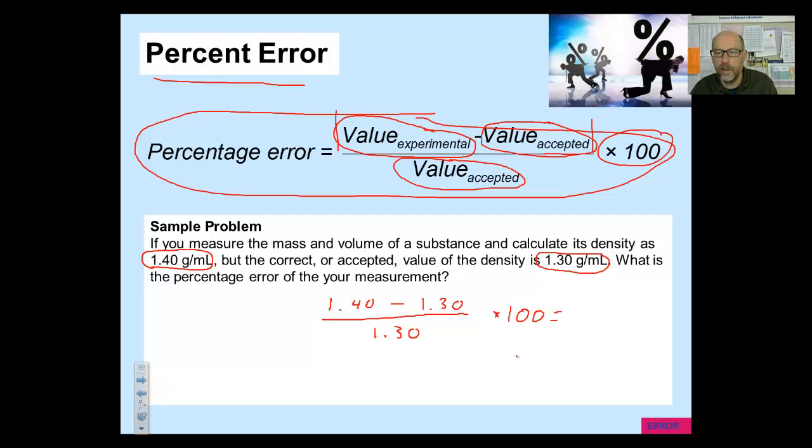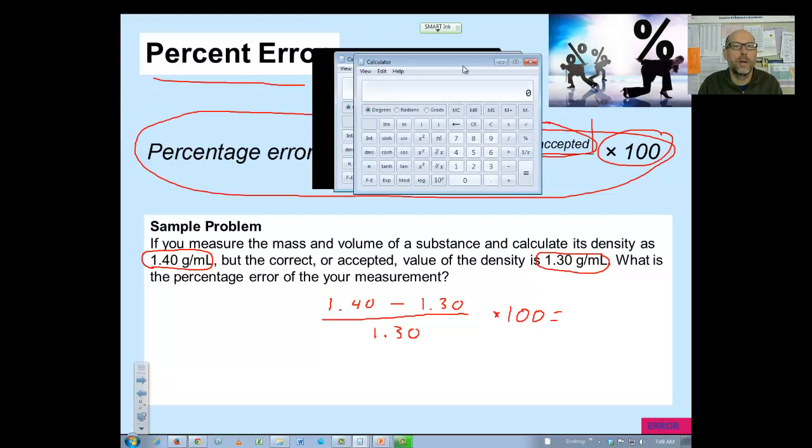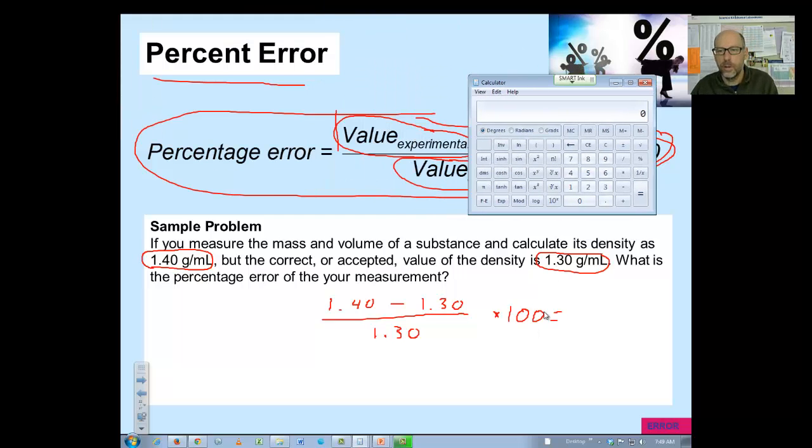All right, so that's a times right there. And what does that give me for an answer? 1.4 minus 1.3 divided by 1.3 times 100. And the answer is, ready, 7.69%. 7.7% error. That's how much I missed by.